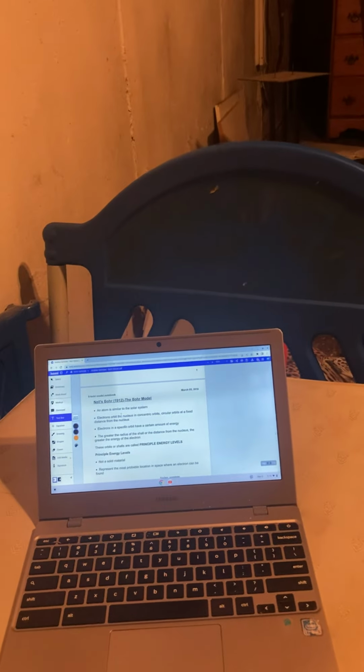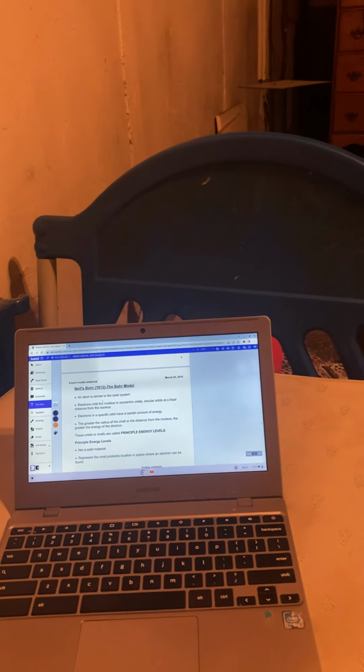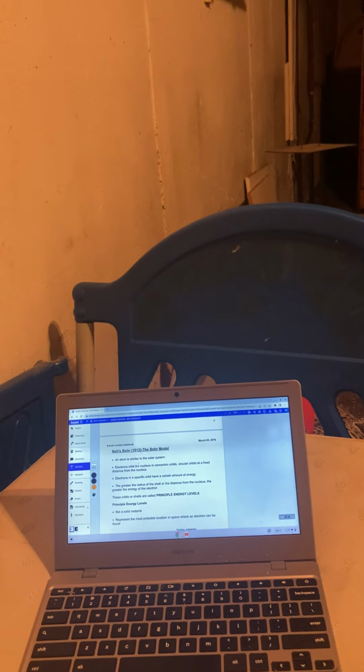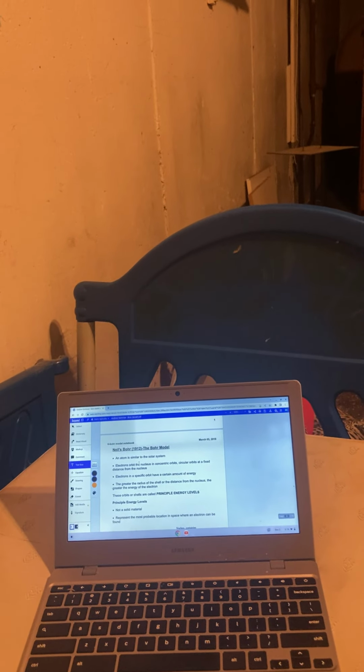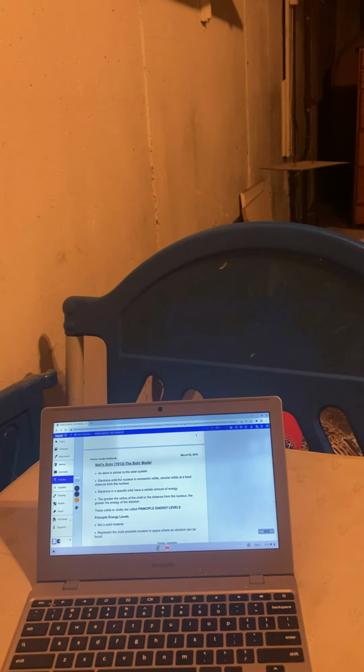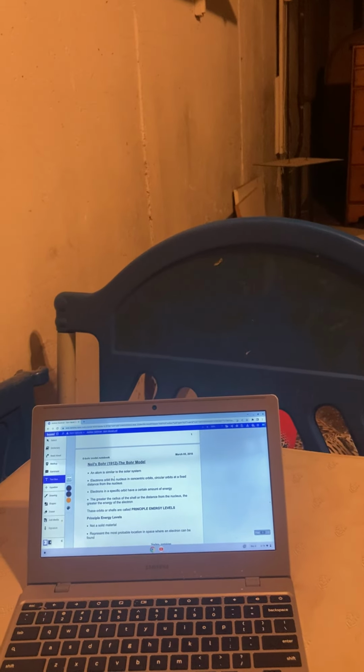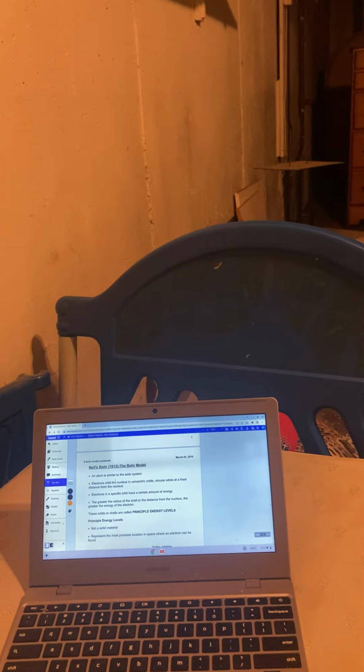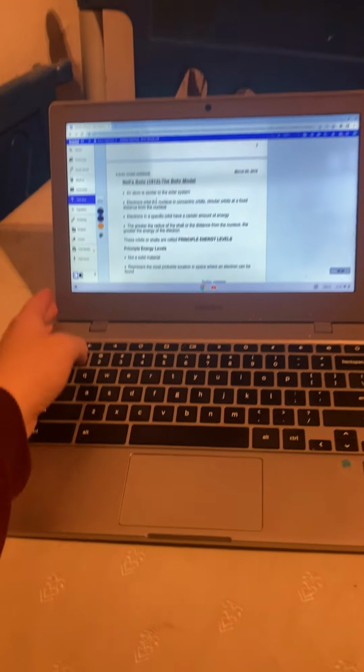So Niels Bohr in 1912 made the Bohr model. An atom is similar to the solar system. Electrons orbit the nucleus in concentric orbits, circular orbits at a fixed distance from the nucleus, and electrons in a specific orbit have a specific amount of energy. The greater the radius of the shell from the distance of the nucleus, the greater the energy for the electron. This is called principal energy levels.